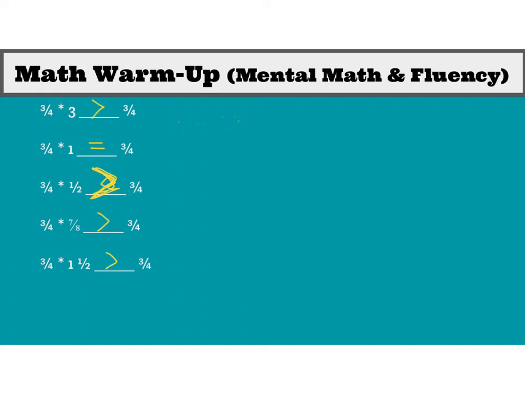All right, and then the third one, we have 3/4 times 7/8. So once again, we have 3/4. We're multiplying that times 7/8. So it's going to be greater than 3/4. And our last one, we've got 3/4. We're multiplying times a mixed number that's already bigger than 1. So of course this one's going to be greater than 3/4 as well.